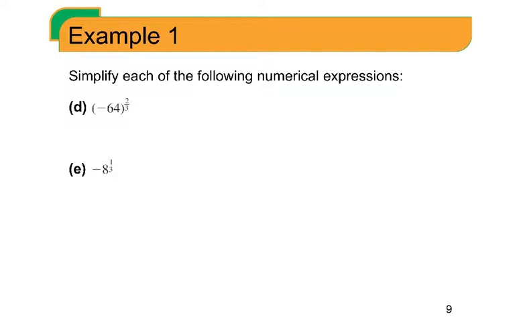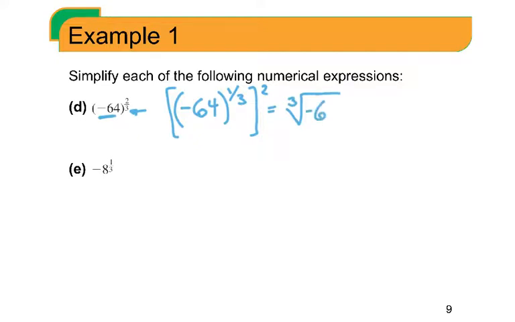Okay, here's a few more. Now, we're just talking about a negative number, the 3rd root, so that's okay. It can be negative because it's an odd root. So we're looking at negative 64 to the 1/3 power squared. So this is the cube root of negative 64 squared. So how do you solve this?